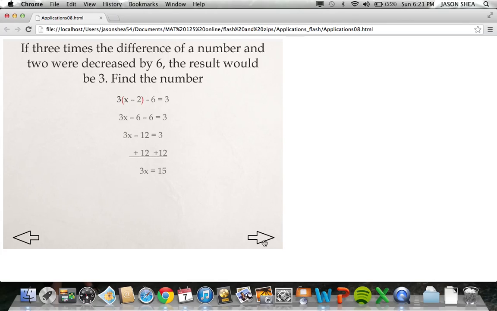Now that both sides of the equation are fully simplified, we use the addition property of equality to isolate the variable term 3x. We do this by adding 12 to both sides. That gives us 3x equals 15. Now we divide both sides of the equation by 3 to get the x by itself. This leaves us with x equals 5.